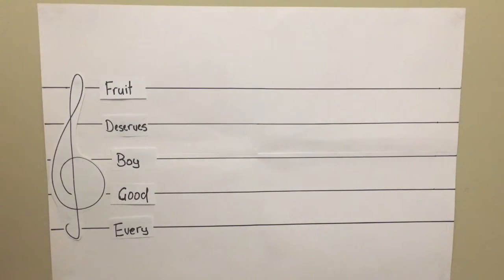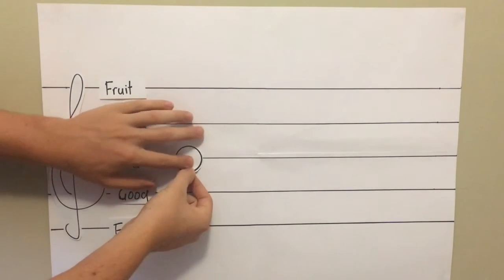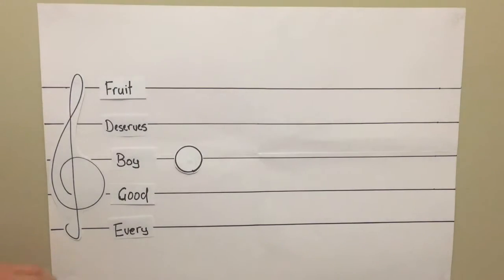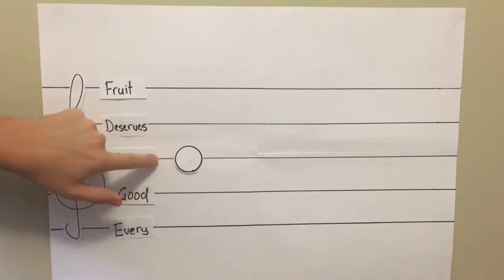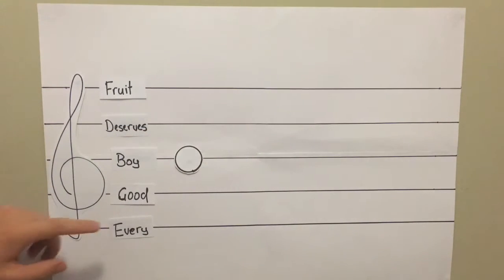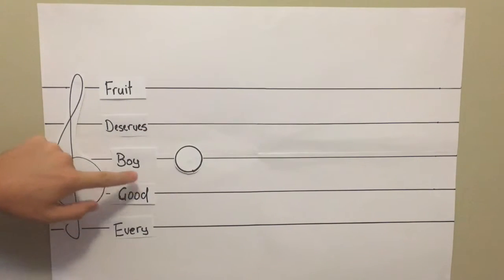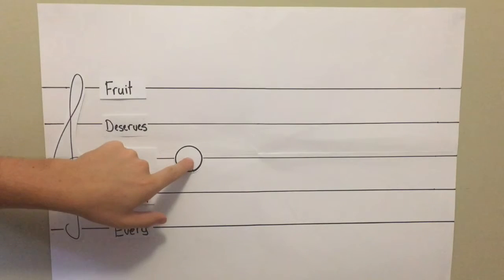So if we get a note on any one of those lines, we can use our rhyme to figure out which note it is. So the first thing we have to decide is if the note is on a line. Then the second thing we need to remember is our rhyme, every good boy deserves fruit. So if we have a note here, simply all we do, we find out, yes, it's running through a line. We count up every good boy. So this note must be a B.